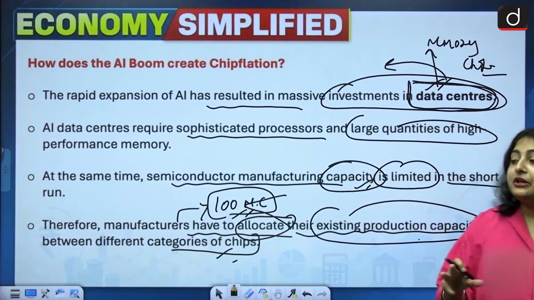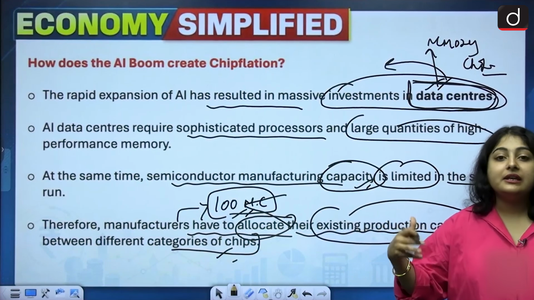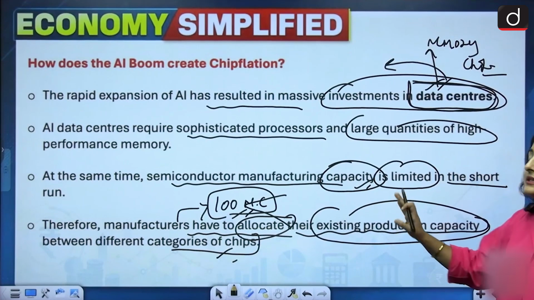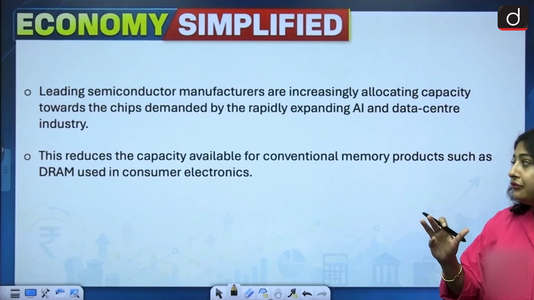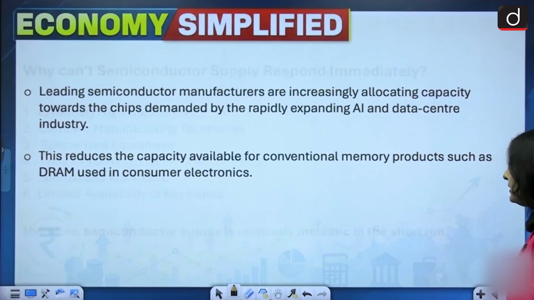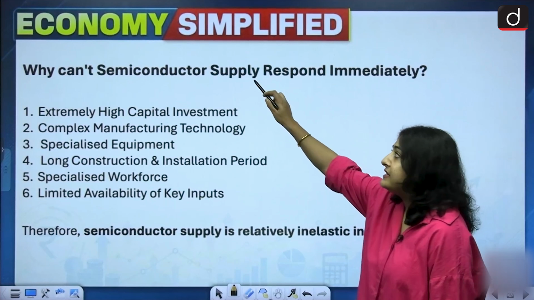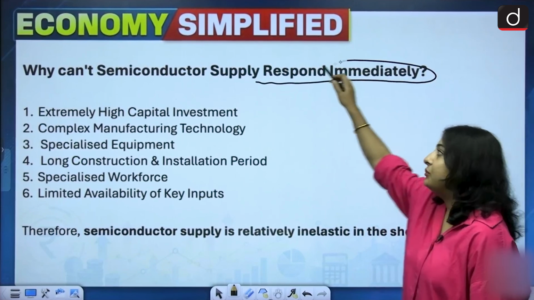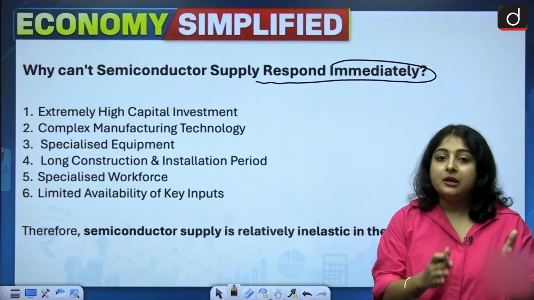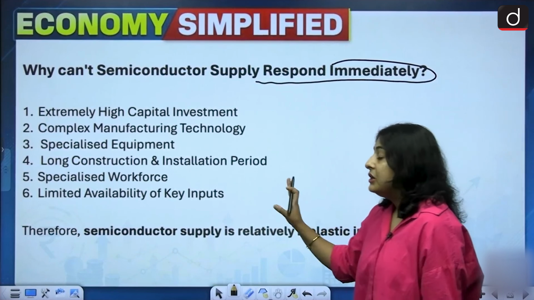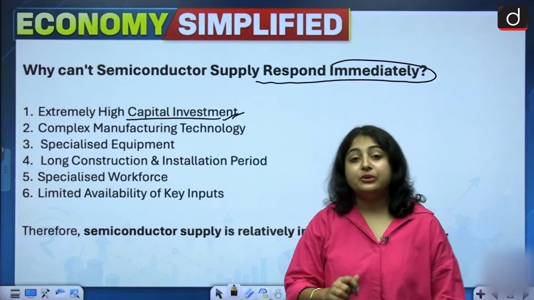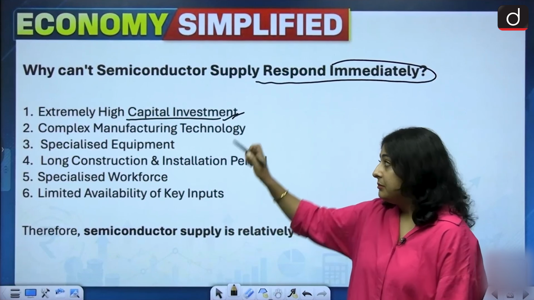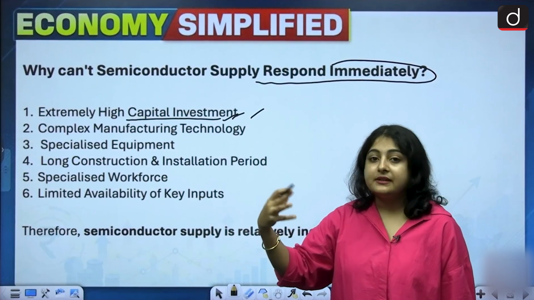Now you might ask me a different question, that why can't we increase the supply? Because the demand has clearly increased. We can witness that, right? So for that also there are different reasons. Let us try and understand that. Okay, why can't semiconductor supply respond immediately? Why cannot we increase our supply? Because there are many reasons. First of all, it requires extremely high capital investment. Because of this reason, you cannot increase the supply.